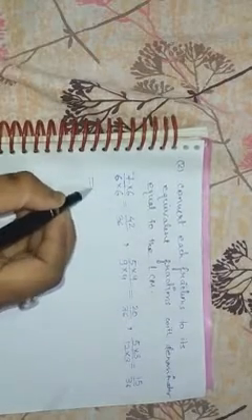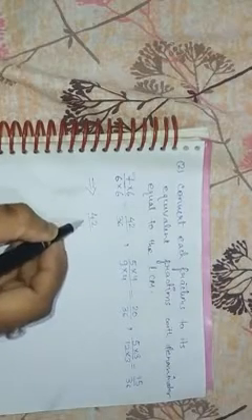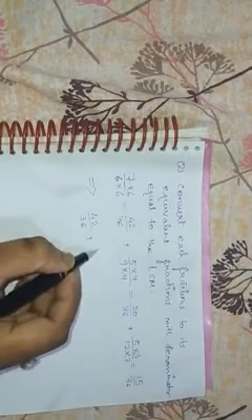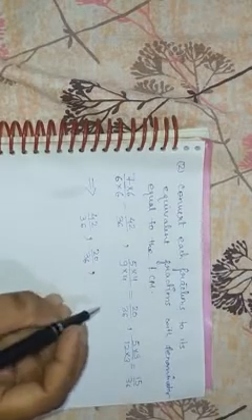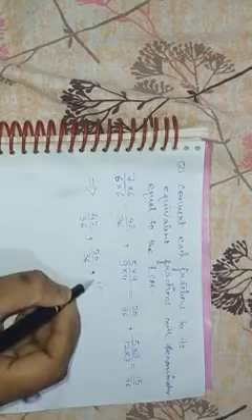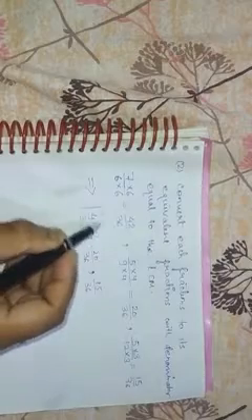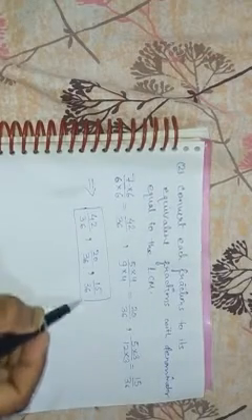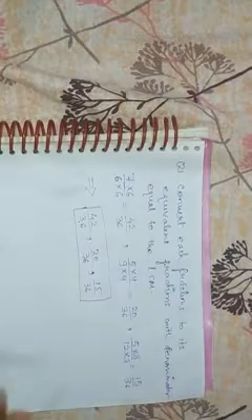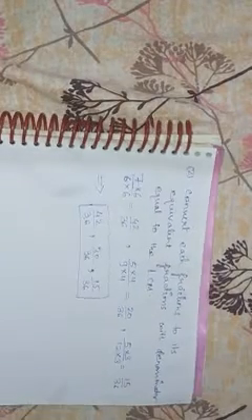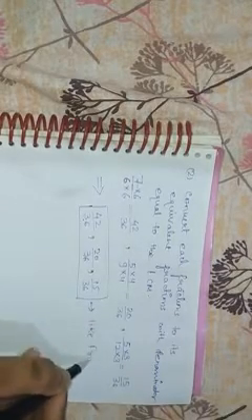So here are your fractions: 42 upon 36, 20 by 36, and the last one is 15 by 36. If you notice, you will see here that all the equivalent fractions have the same denominator. So this is your what? Like fraction.